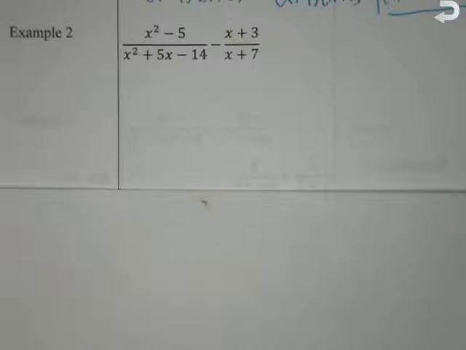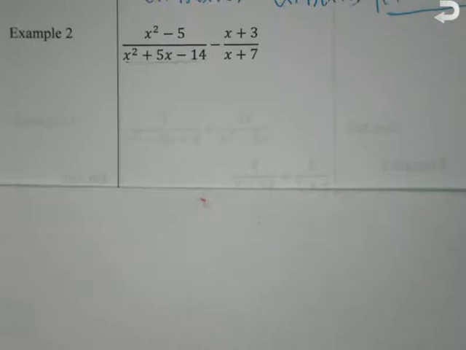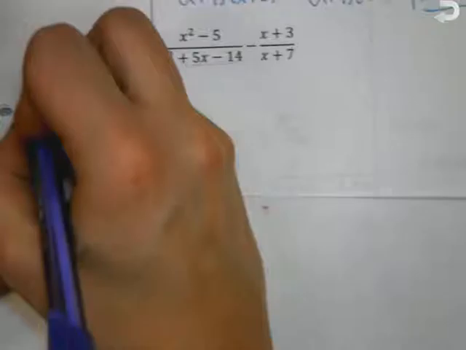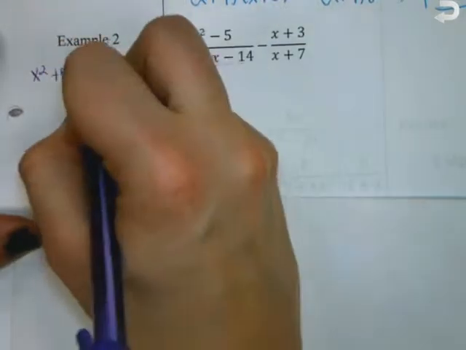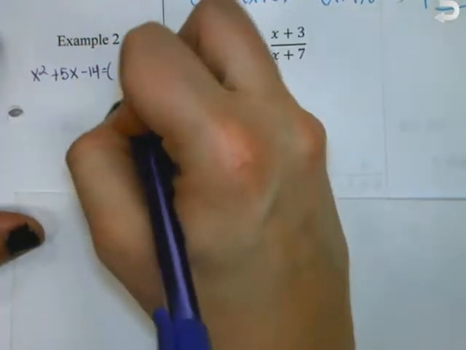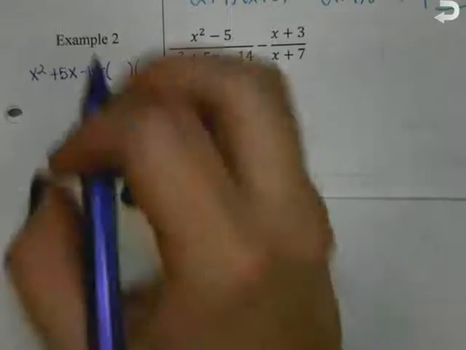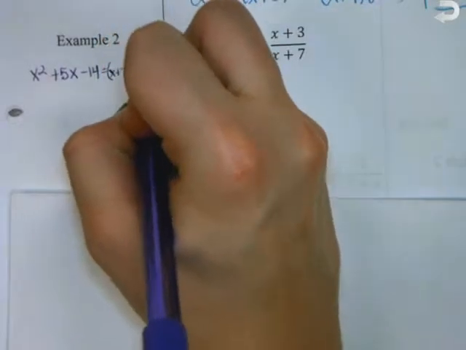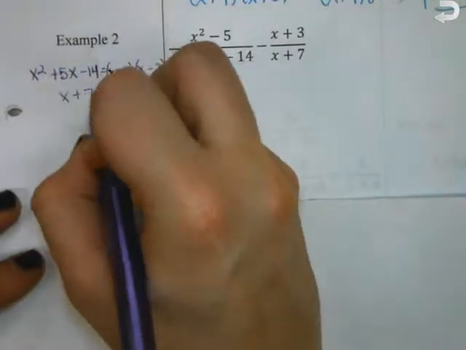Okay, so what we need to do here is find a lowest common denominator. Before we do that, we need to factor this out so we can see what the individual factors actually are. So I'm going to do that work off to the side. X squared plus 5x minus 14. We want to factor that. What two things multiply to negative 14 and add up to 5? Yep, x plus 7 and x minus 2. And then x plus 7 is nice because it doesn't have any other factors, so it's its own factor.